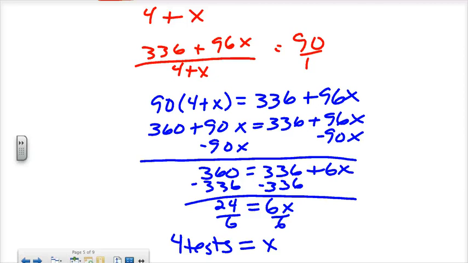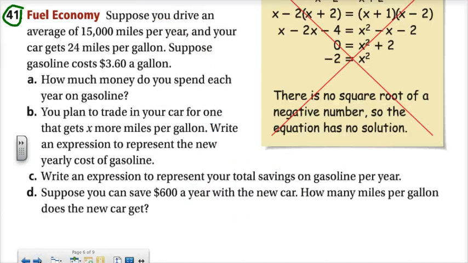All right, now number 41 is about fuel economy. Suppose you drive an average of 15,000 miles per year and your car gets 24 miles per gallon. Suppose gasoline costs $3.60 a gallon. A says, how much money do you spend each year on gasoline?